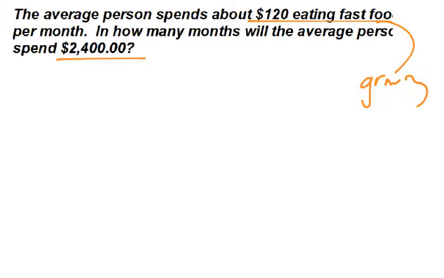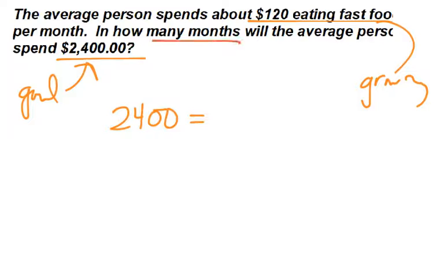We also know that we want to see till they get to that amount. So that's kind of our goal, what we're reaching. So I know 2,400 is going to be equal to something. Okay. What don't I know? I don't know how many months. We'll call it M. But I do know that I'm adding 120 every month.